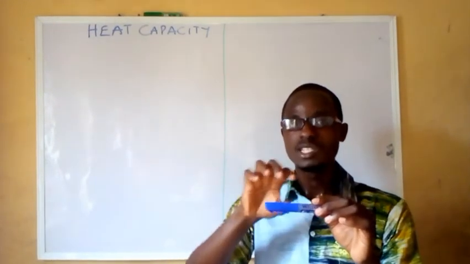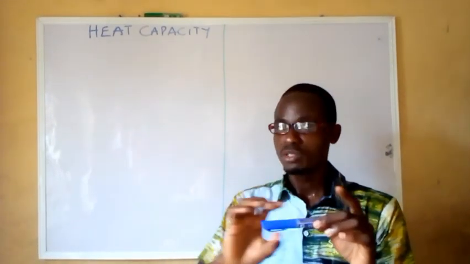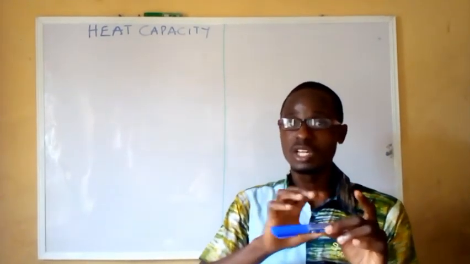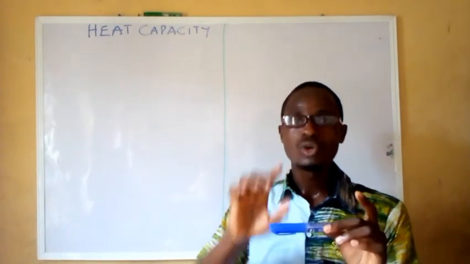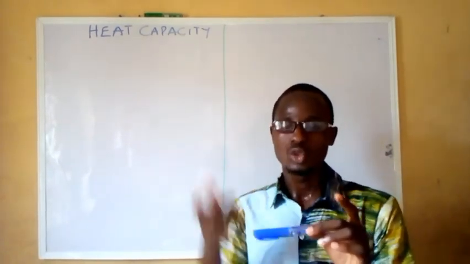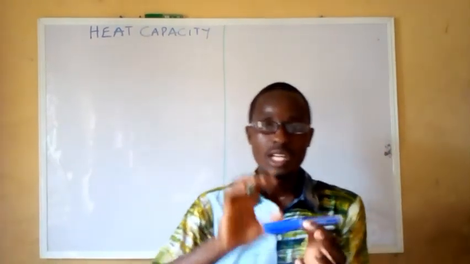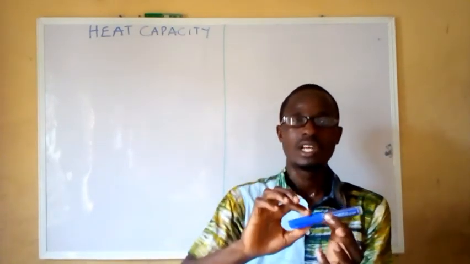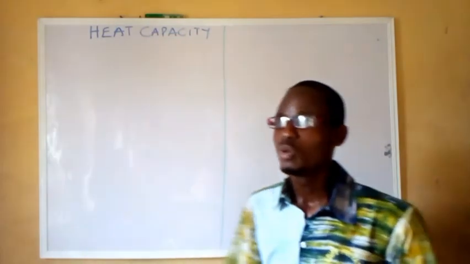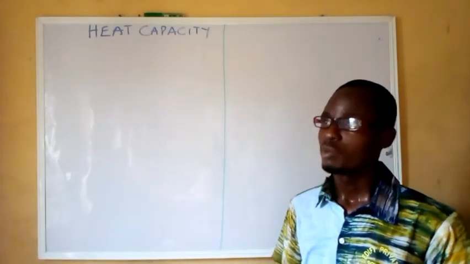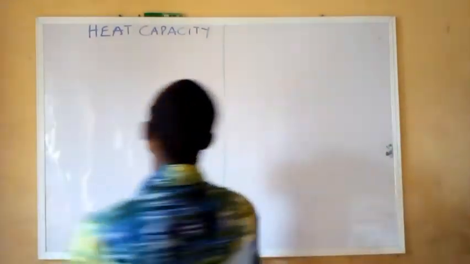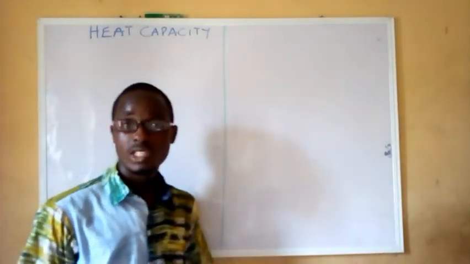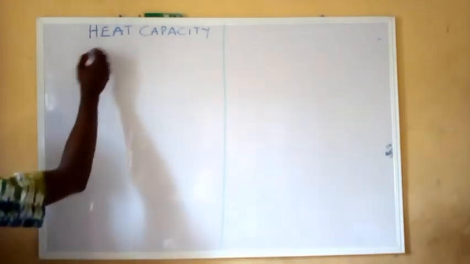The quantity of heat that I will need, not to melt it, and not to boil it, to supply to raise the whole body by 1 Kelvin is what we regard as heat capacity. So it is a quantity we can measure and we can give a value. So the quantity of heat, which is heat capacity, or the quantity of heat required, is denoted by Q.